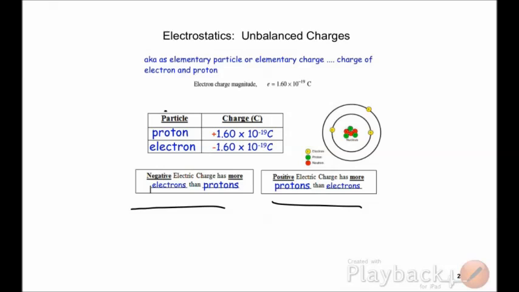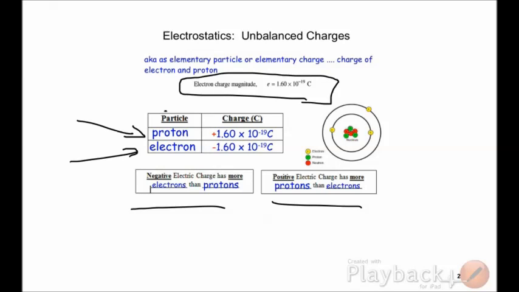Now, protons and electrons are known as elementary particles or elementary charges. The charge of a proton is positive 1.6 times 10 to the negative 19th, and the charge of an electron is negative. This is what's given to you in your reference table, basically the charge of an elementary particle, and electrons are negative and protons are positive. Now you're going to have a negative charge if you have more electrons than protons, and you're going to have a positive charge if you have more protons.